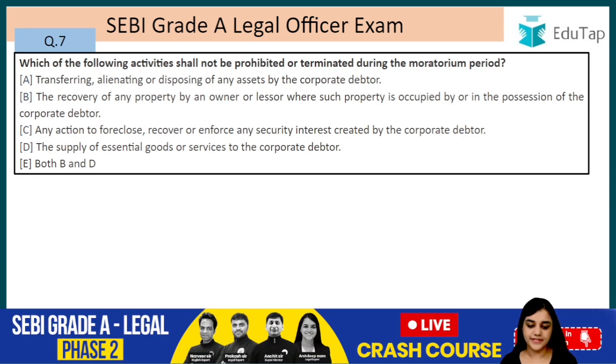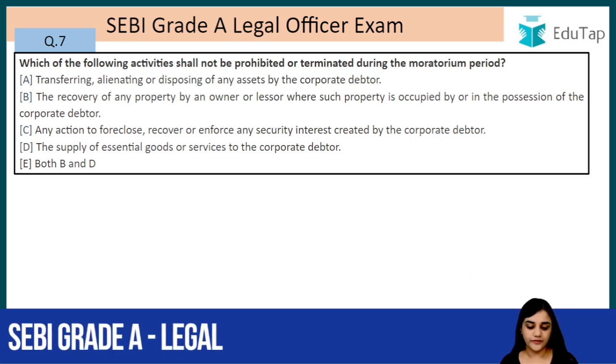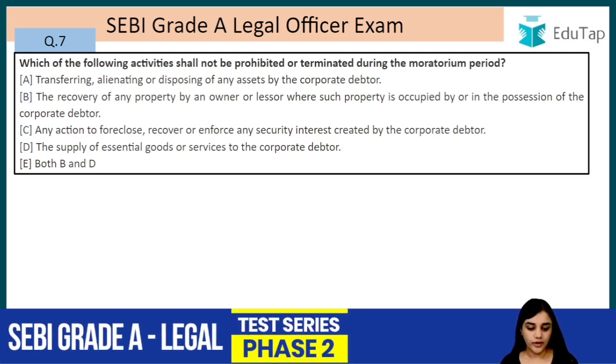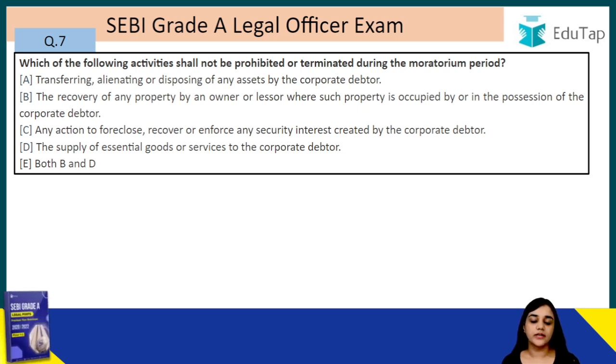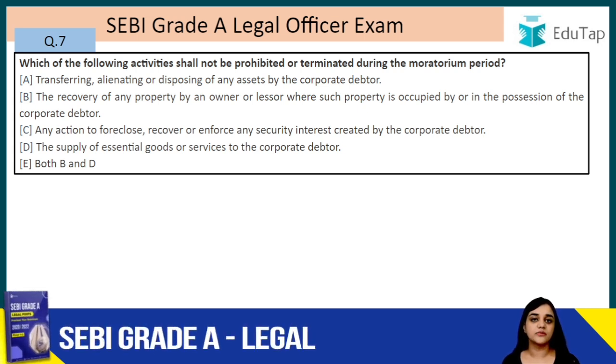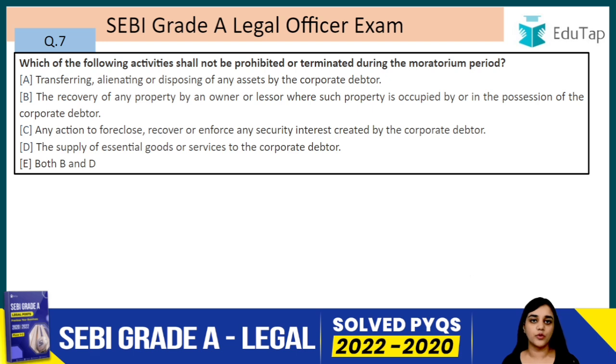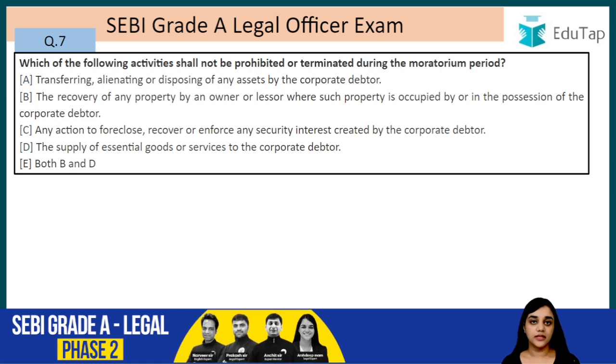Alright, question number 7. Which of the following activities shall not be prohibited or terminated during the moratorium period? Now let's understand this process. First of all, what has happened? The financial creditor, the operational creditor or the debtor himself has moved an application to the NCLT that I want to start this process, right? Now what happens is NCLT admits the application within 14 days, right? Once the application is admitted, the first thing that the NCLT will do is declare the moratorium period.